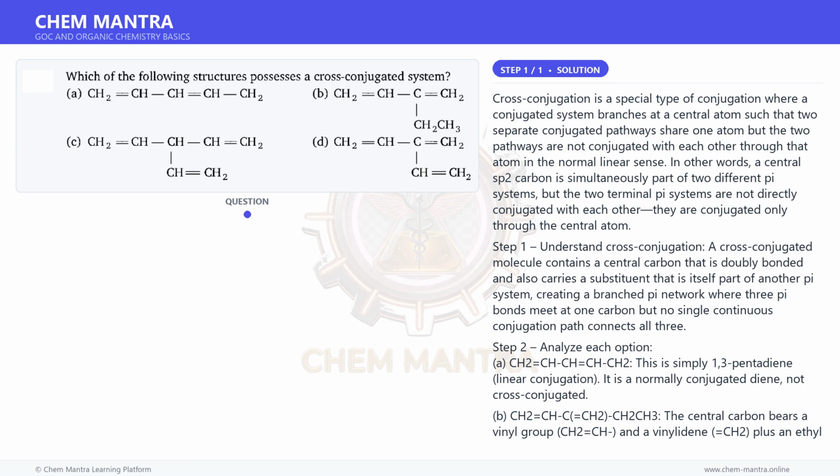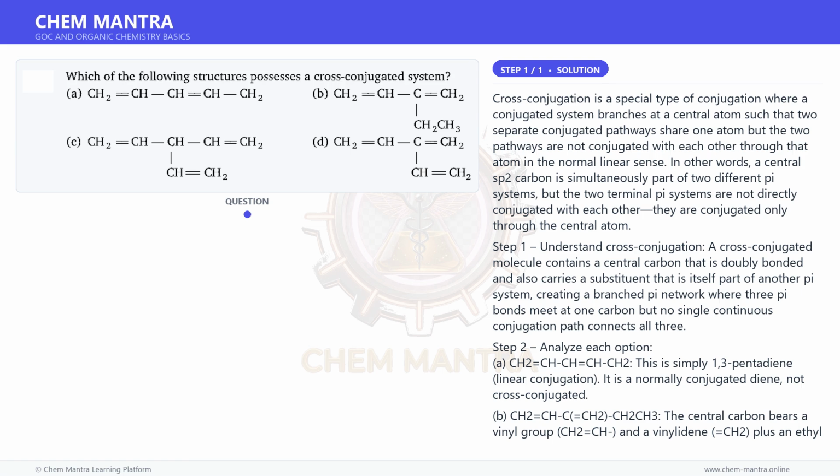The two vinyl arms, CH2=CH and CH=CH2, are each conjugated through the central carbon's double bond, =CH2, but the two vinyl groups are not conjugated directly with each other; they are cross-conjugated. This is the classic definition of a cross-conjugated system, three pi bonds meeting at a single carbon where no single linear conjugation pathway connects all three terminal carbons.